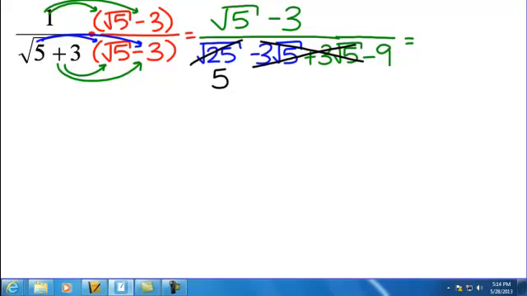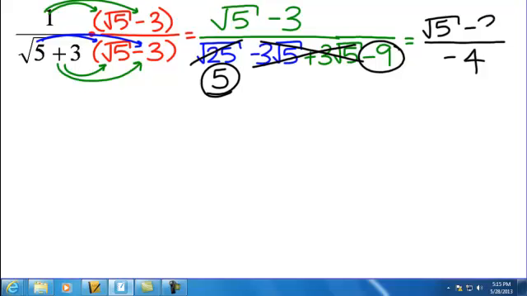So on the bottom we end up with 5 minus 9. That gives us a nice, pretty negative 4 on the bottom. Just a plain old number. No more radicals, which is what we want. And then we have the square root of 5 on top, minus 3. Double check that nothing else can be simplified, and in this case it can't. So we're done.